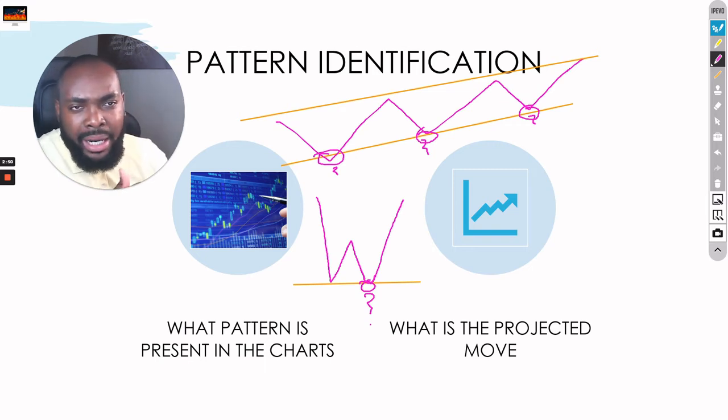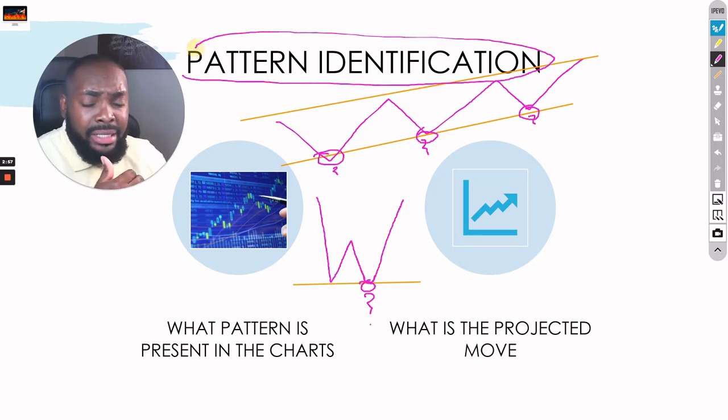So number one, when it comes to developing your trading plan, you have to know what kind of pattern is present, so that you can take advantage of that specific pattern. All right, so that's the first part of it.